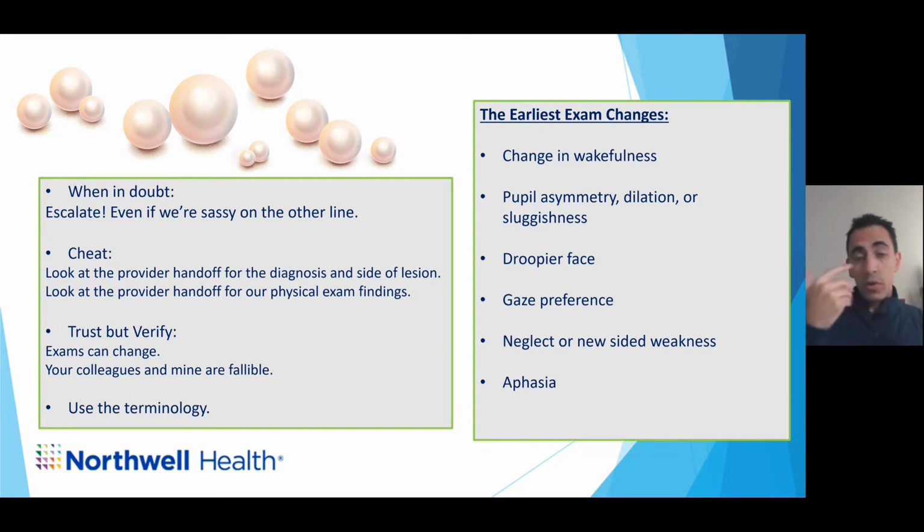Check when you're checking their pupils, see if they have a gaze preference, see if they're looking one way or the other. Right, that can be very, very obvious. And check for weakness or neglect, and of course, aphasias, dysphasias, and any other changes to speech.